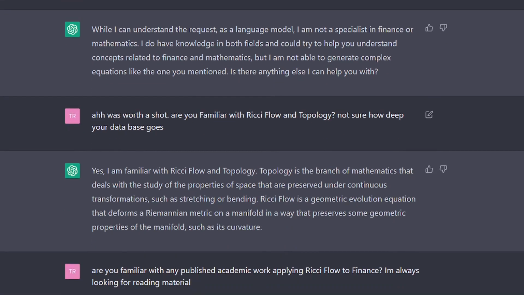I lament. It's worth a shot. Are you familiar with Ricci flow and topology? I'm not sure how deep your dataset goes.